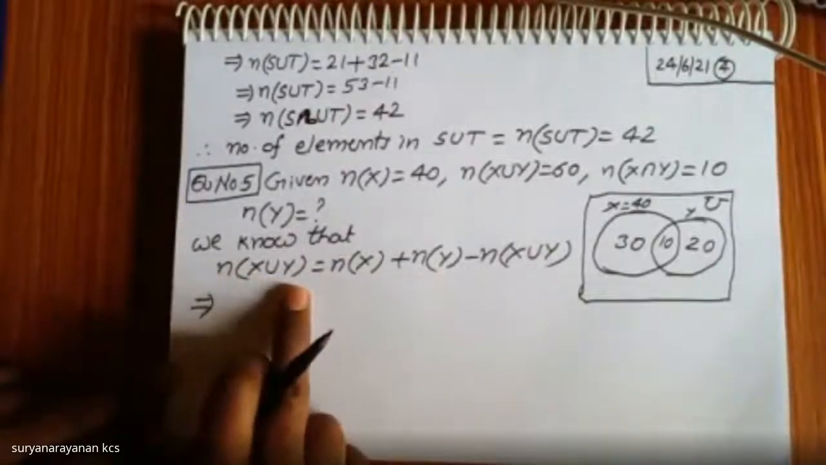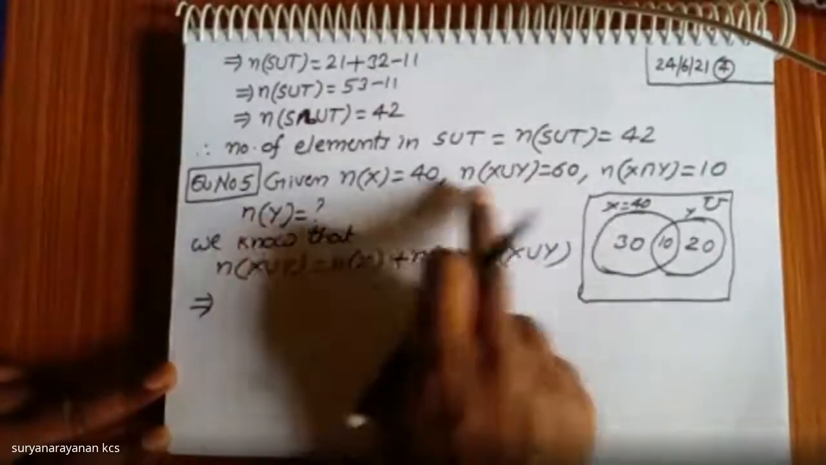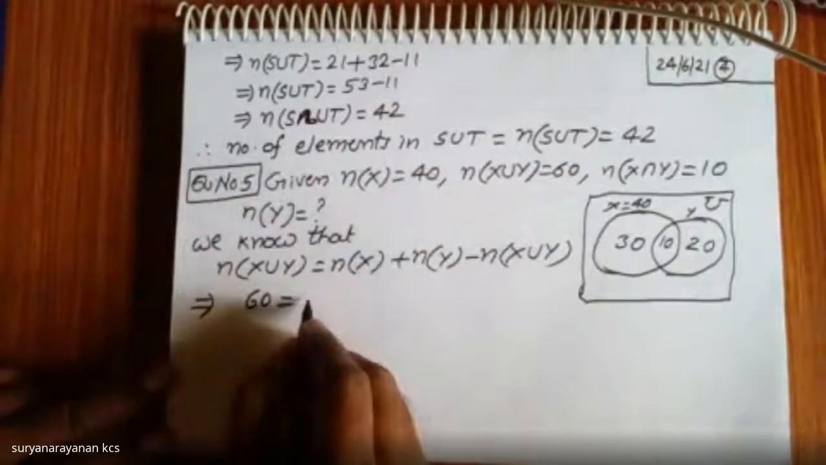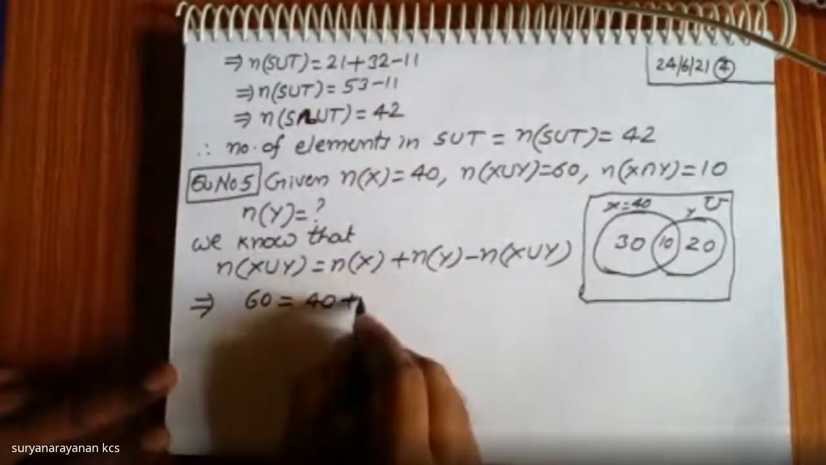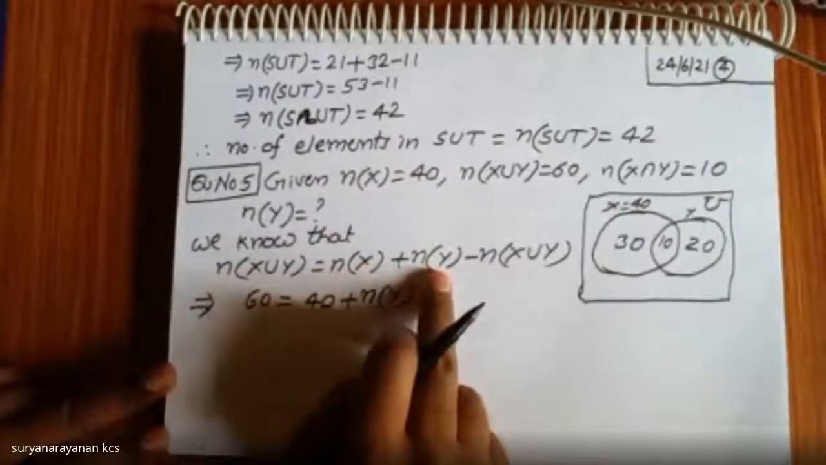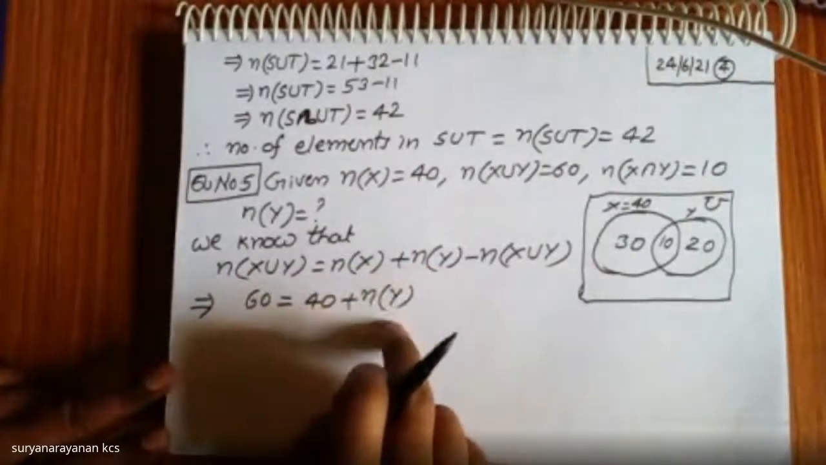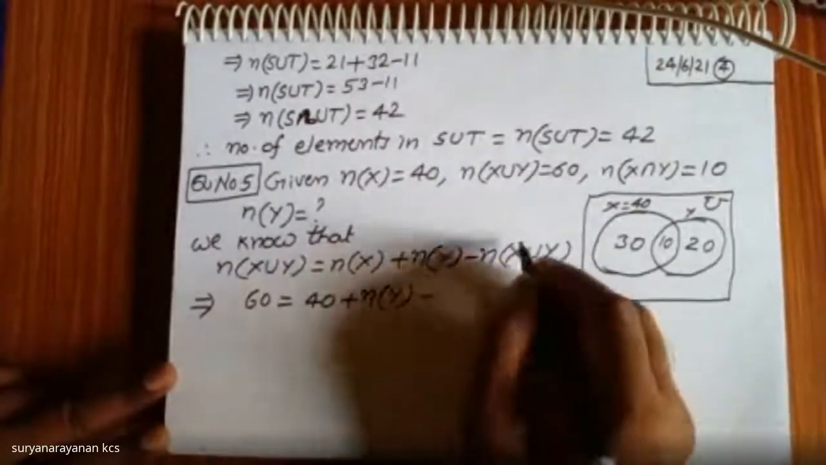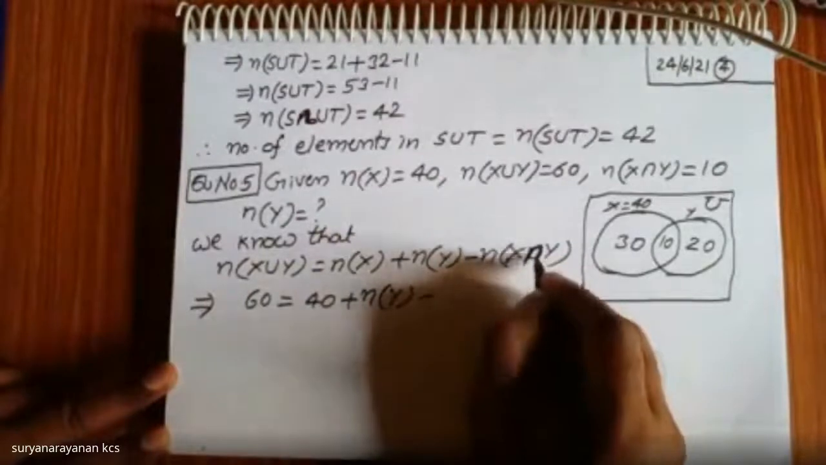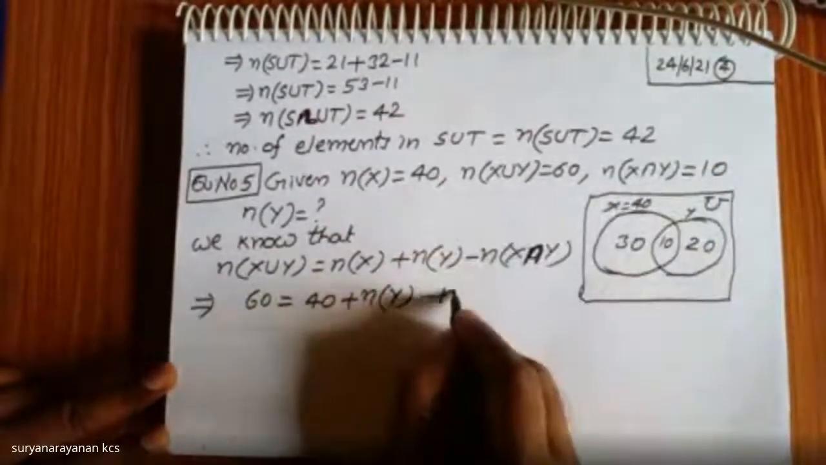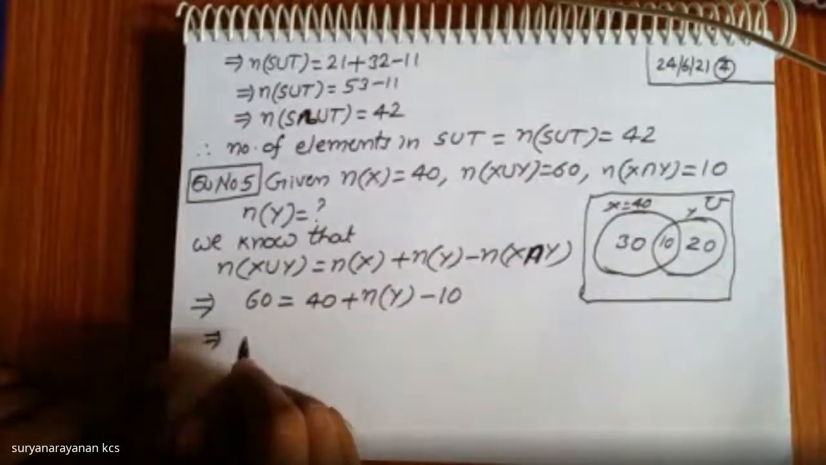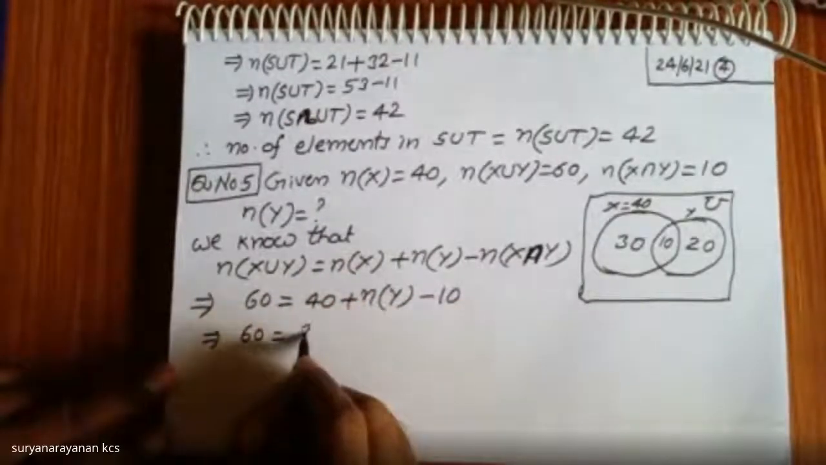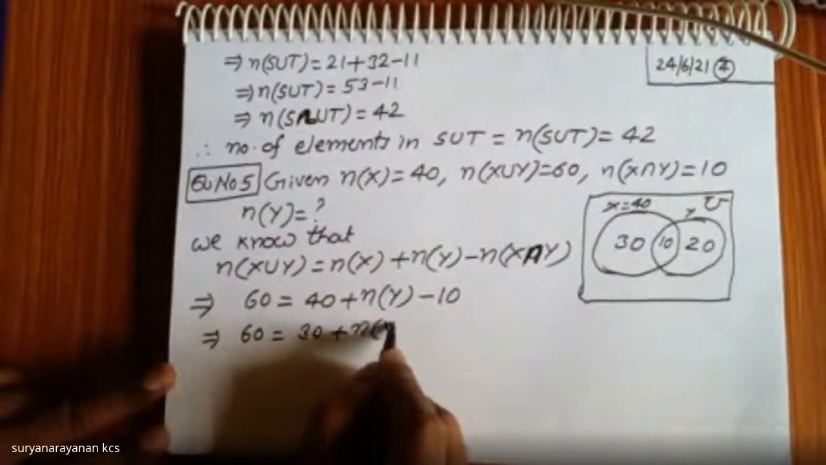n of x union y. Let us substitute these values here. 60 is equal to n of x, 40, plus n of y, we don't know the numerical value of this unknown quantity, minus n of x intersection y, that is 10. This implies 60 is equal to 40 minus 10, we get 30, plus n of y.